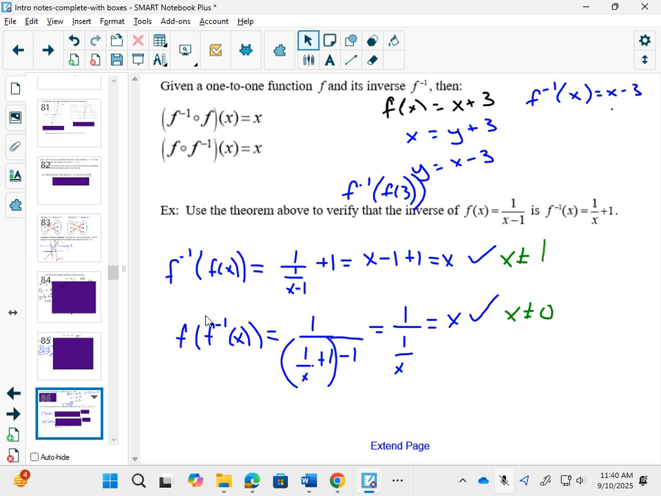Both of them work with some restrictions. The first one works as long as x is not equal to 1. The second one works as long as x is not equal to 0. But this would verify that they are inverses of each other, with 1 point, or 2 values somewhat, being problematic. Okay?